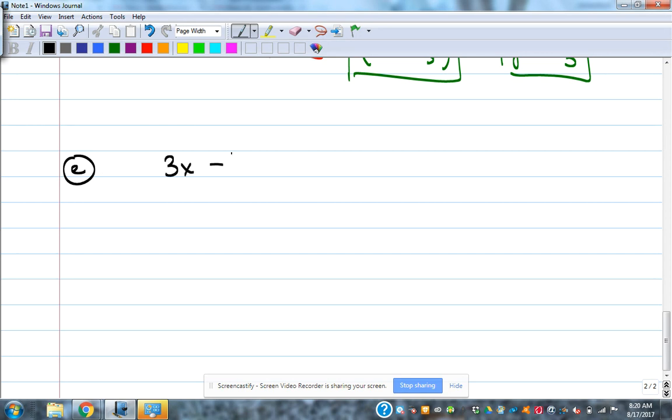3x minus 7y equals 10. 3x minus 4y equals 4. Very similar problem with one major difference. Do we see opposites in this problem? No. No, but do we see the same or similar numbers on one of the variables? Yeah, the 3x is there.